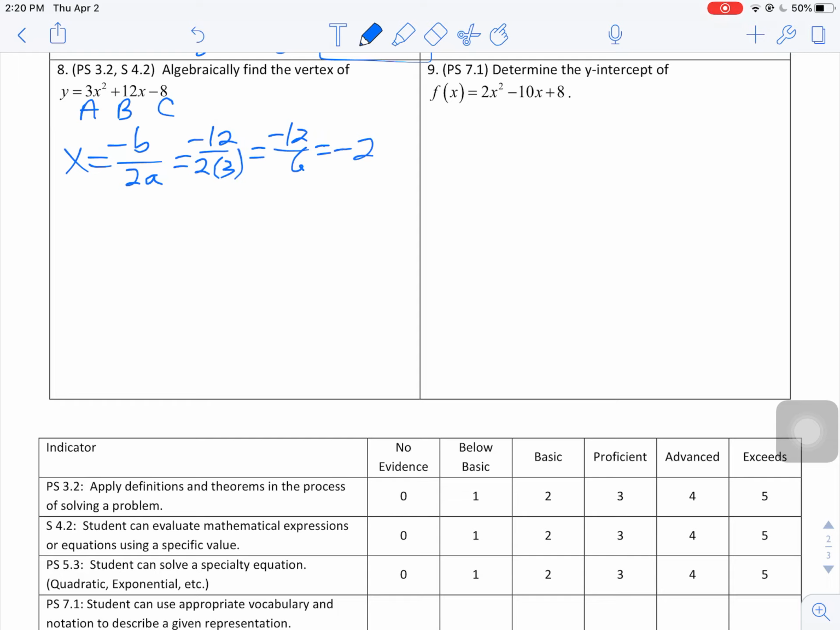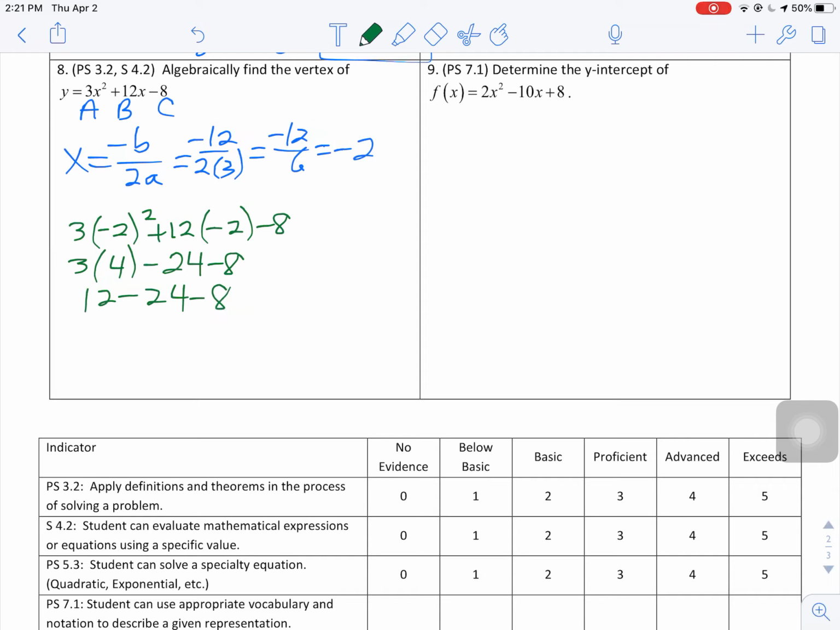And then now that you know your x value, plug negative 2 back in for x in the original equation. So 3 times negative 2 squared plus 12 times negative 2 minus 8. The one thing people love to mess up, they try to do 3 times negative 2 before negative 2 squared. Okay, you have to do the negative 2 squared equals 4 first. Otherwise, you're violating order of operations. And then from here, it should be pretty straightforward. So 12 minus 24 is negative 12. And then negative 12 minus 8 is negative 20.